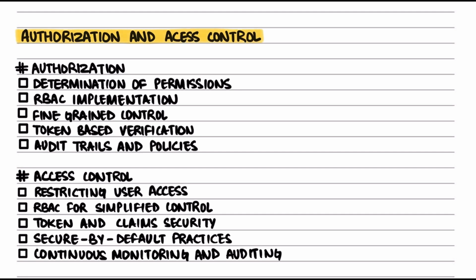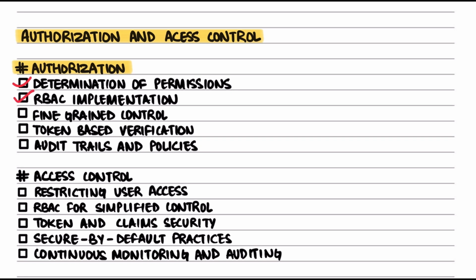Authorization and access control. Now let's talk about some key features of authorization. Determination of permissions. Authorization involves evaluating what actions authenticated users are allowed to perform within an application. It's the process of defining and granting specific permissions based on users' roles or attributes.